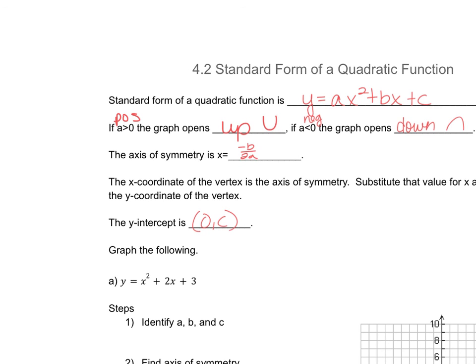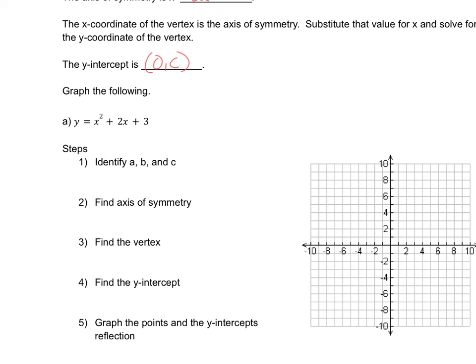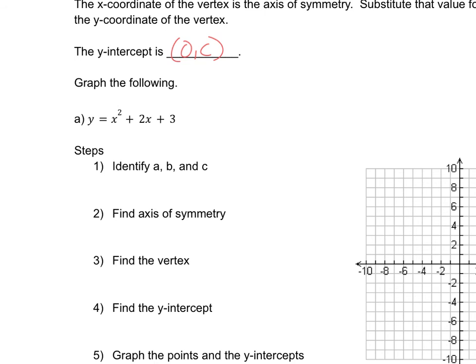Okay, so those are the 3 things that I have you find: the axis of symmetry, the vertex, and the y-intercept, and then you graph this stuff. I'll show you how to do it. I won't do this every time, but for this one, I'm going to identify what the a, b, and c are. So the a is 1, your b is 2, and your c is 3 for this problem.